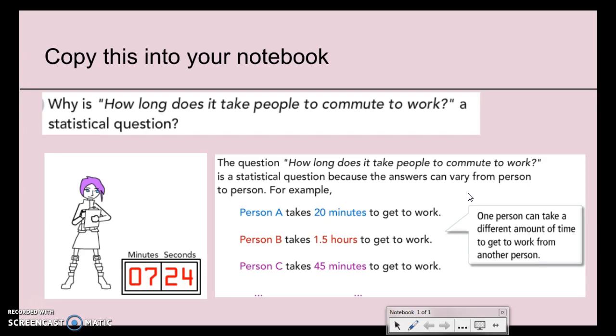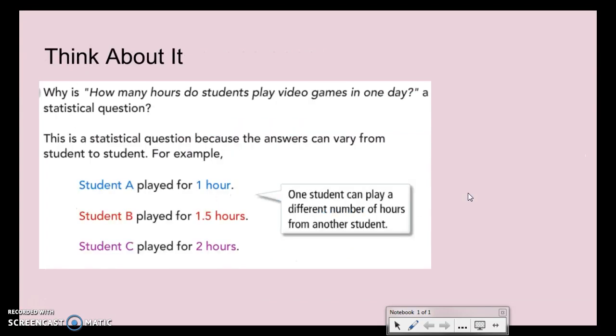But anyways, yeah, there are going to be multiple different answers for these questions. That is a good statistical question. Does that make sense, hopefully? I don't know why I asked, because no one's going to be there to answer.